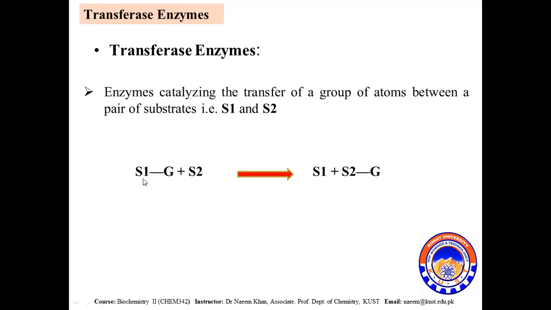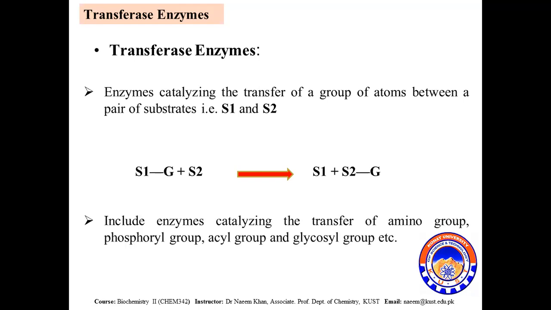For example, if we have substrate S1 and a group G is transferred to another substrate S2, such a reaction is catalyzed by an enzyme, and the enzymes are known as transferase enzymes. This class of enzymes includes those which catalyze the transfer of, for example, an amino group. Aminotransferases are very important enzymes.